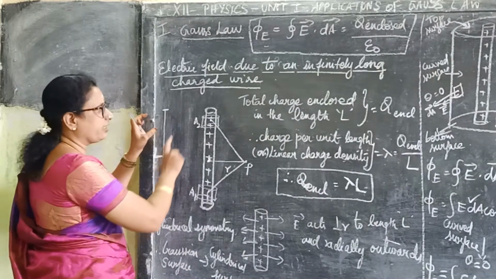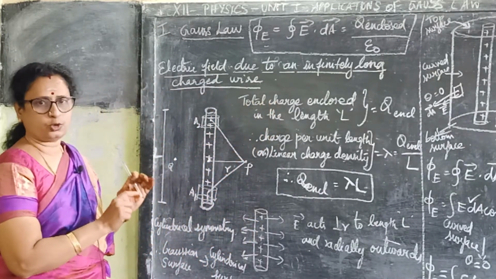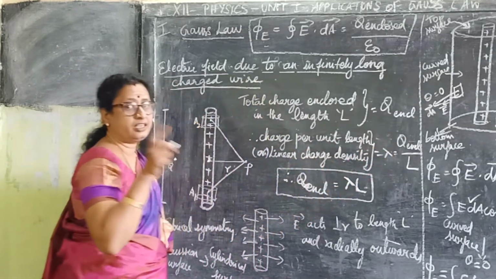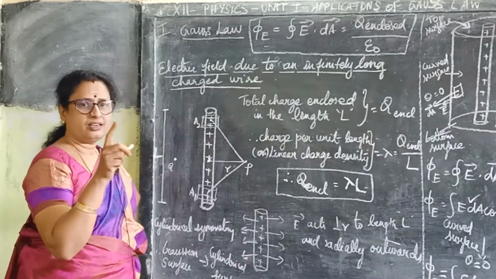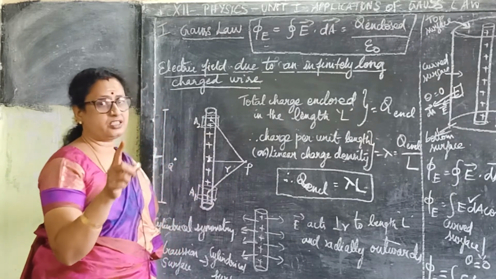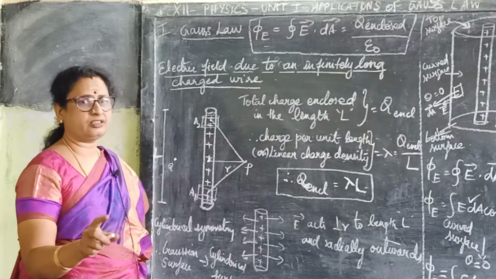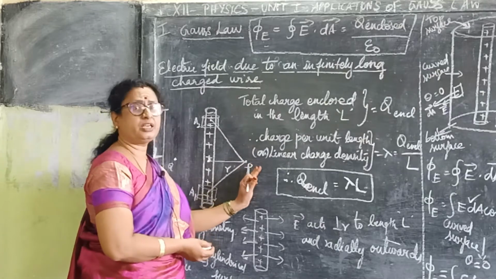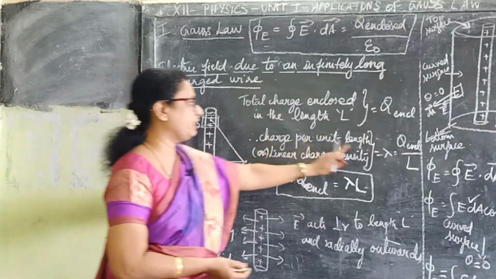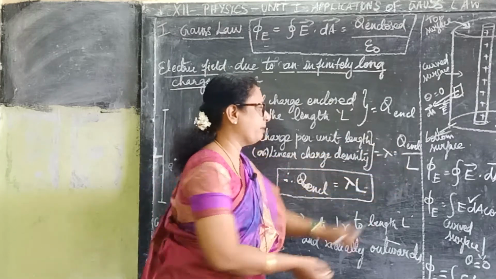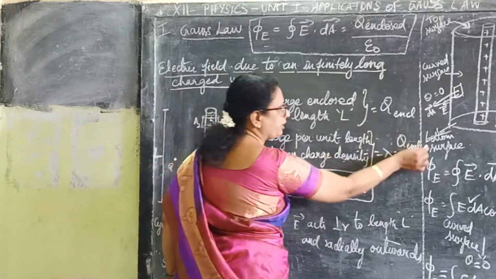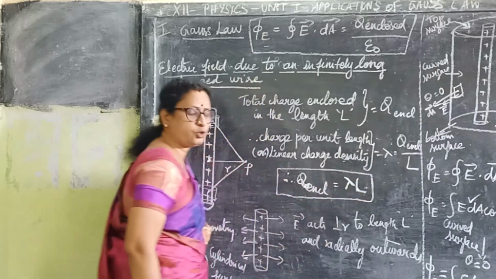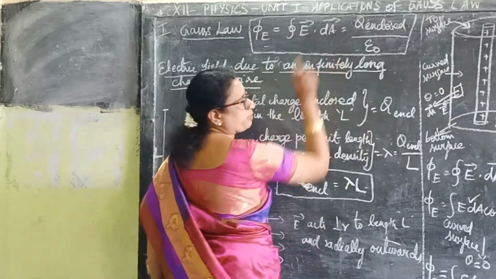Since the charge enclosed in length L is Q enclosed, we can easily write mathematically the charge per unit length. Charge per unit length is lambda, which we have already learnt in the beginning part of the lesson: linear charge density lambda, surface charge density sigma, and volume charge density rho. We use the same here. The linear charge density lambda is the total charge divided by the length L. From this, Q enclosed is equal to lambda L. We are going to substitute this Q enclosed in the expression.